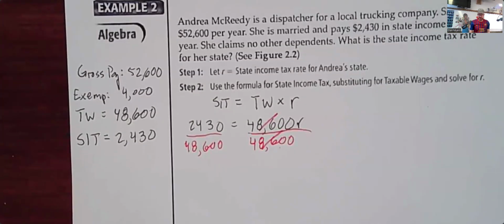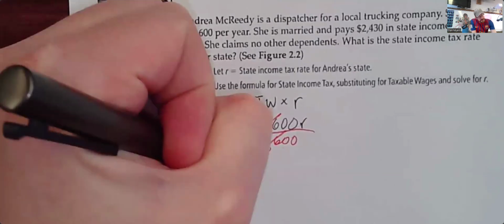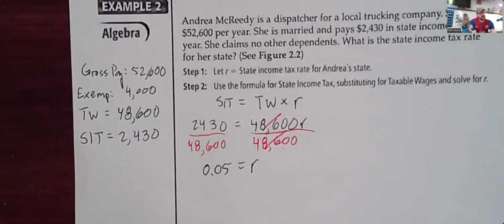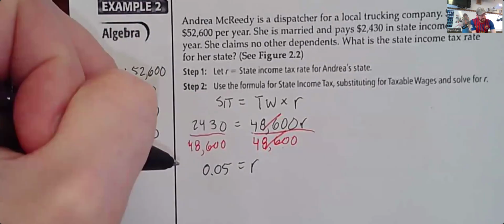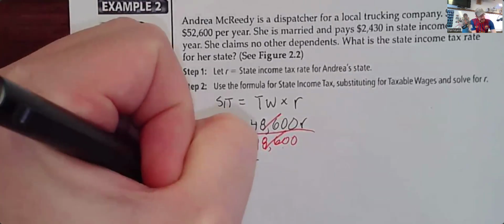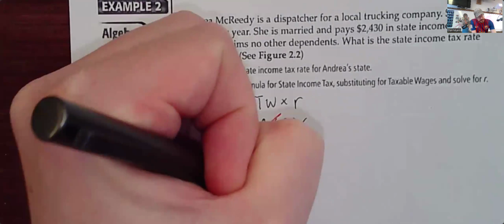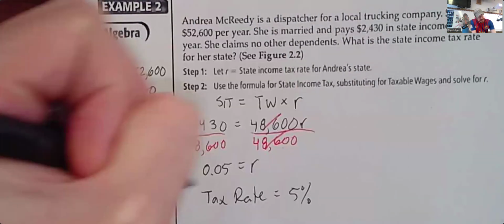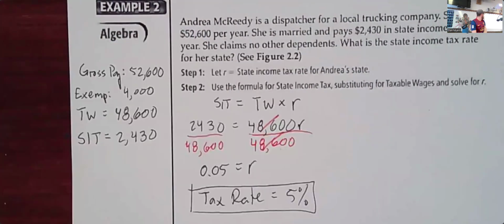So what is 2,430 divided by 48,600? 0.05. Exactly, 0.05. Equals R, which would be good. Let's just say tax rate equals 5%, because 0.05 equals a 5% tax rate.